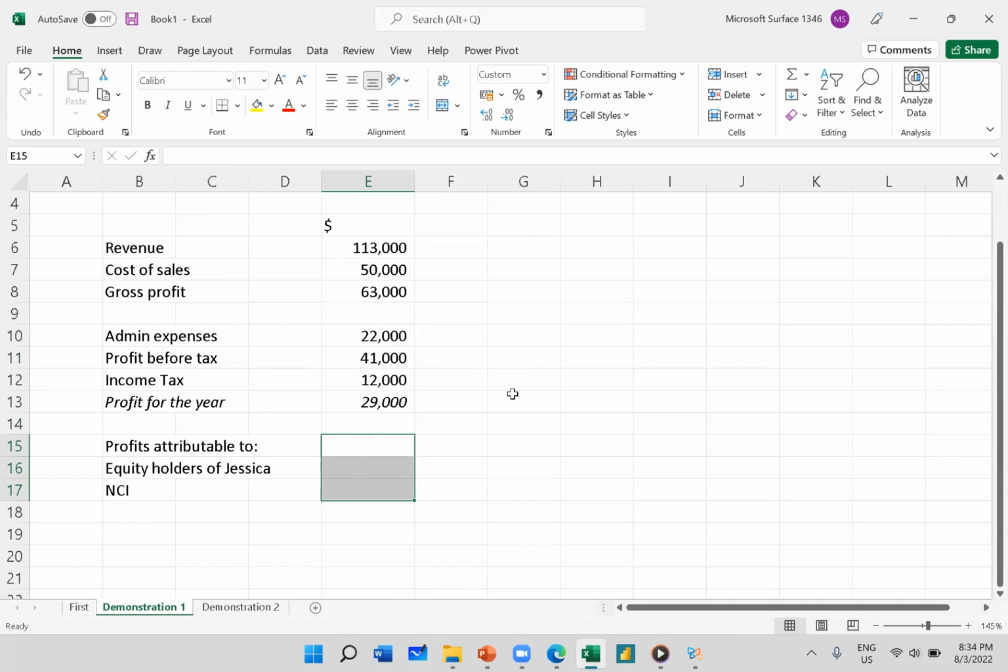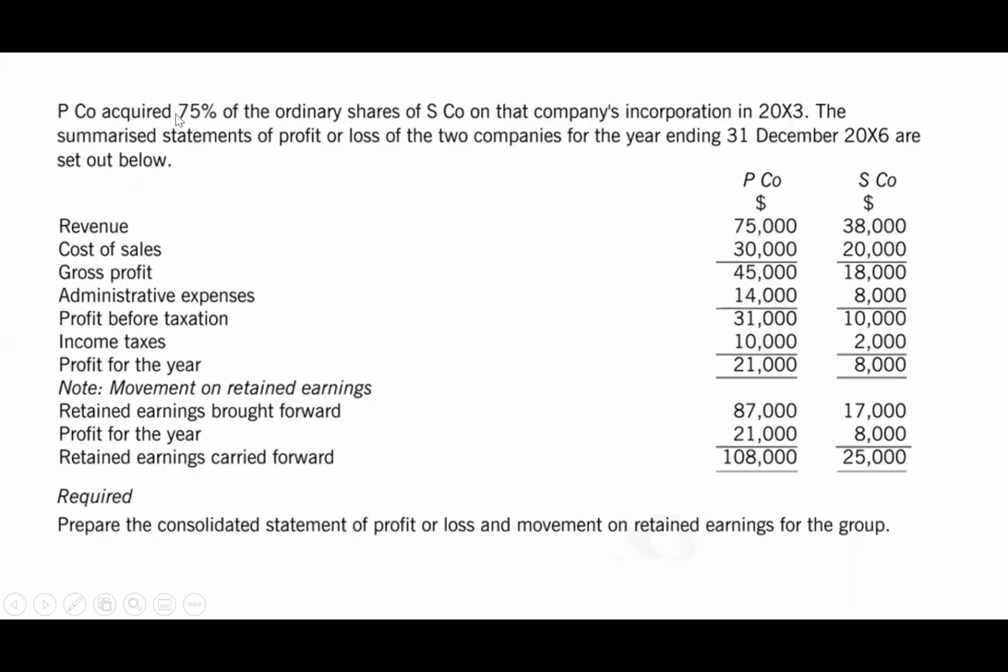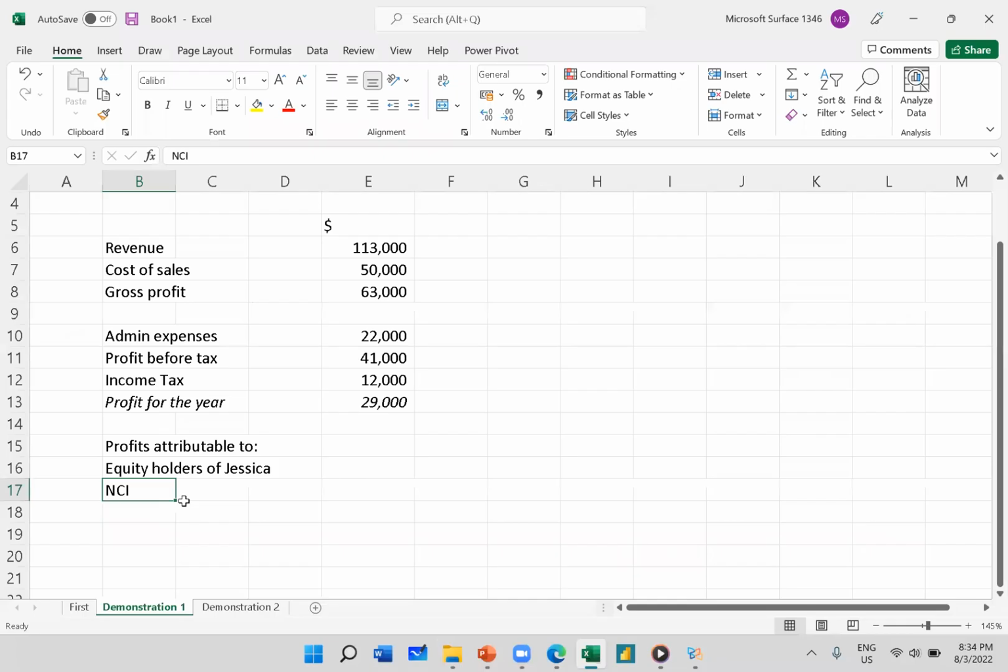So what you have to do here, listen, is find the portion that belongs to the NCI. When you go back to the question, I told you earlier that if the parent holds 75%, the NCI will be allocated 25% of the profit. But listen, this is very important. You are not going to take this 25% from 29,000. Why? Because inside 29,000, you have the profit of the parent and the subsidiary.